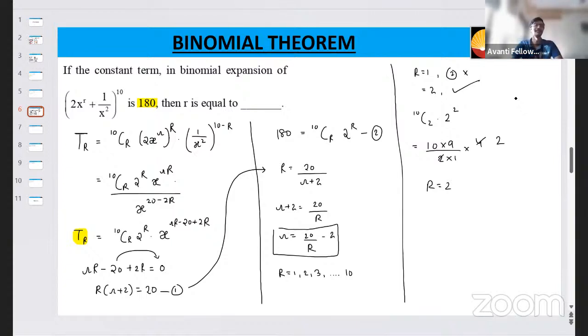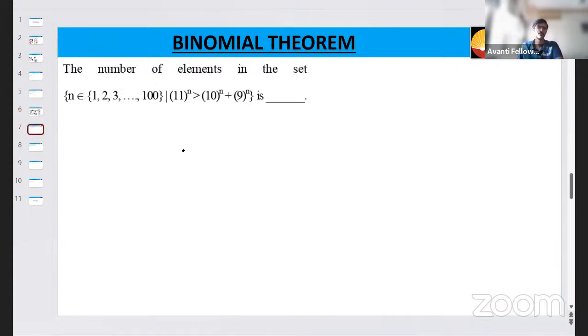See, generally I was thinking that 4, 3, 4, 5 should not need this much calculation. Generally it happens in 1, 2, 3, but for 2 we did not check. So we got R equals 2. So small r will be equal to 20 upon 2 minus 2, which is 10 minus 2. Small r is 8, which is our answer. It was integer type, so 8 is our answer. Yeah. And let's see the next question.